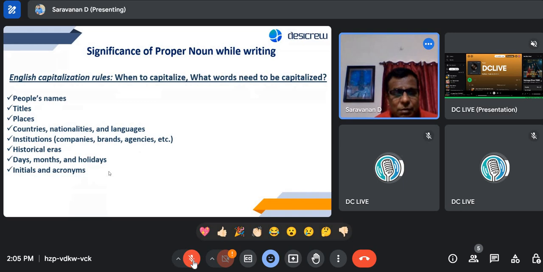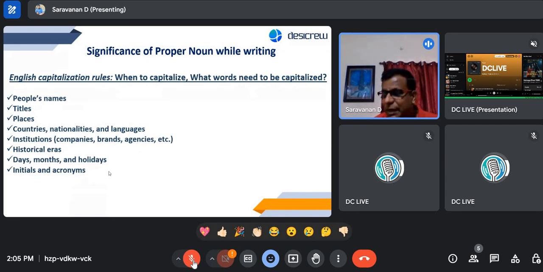So then you're perfect. When you write, and the significance is only when you write. When I'm talking Chennai, I'm not saying C capital. When I'm saying Bangalore, I'm not saying, hey, B capital, mind you. No, we're not saying that. So it is only when you write. Okay, so that is what it is.